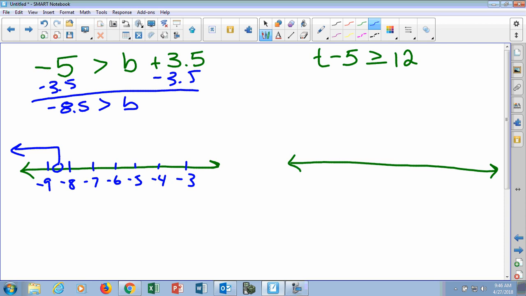All right. So in the second one, you got t minus 5 equals 12. So to get t by itself, what do I have to do, Peyton? Add 5 to both sides. So when I add 5 to both sides, I have to do the opposite to get rid of it. t is greater than or equal to 17. So if I have 17 right there in the middle, just make sure you got some numbers on each side.